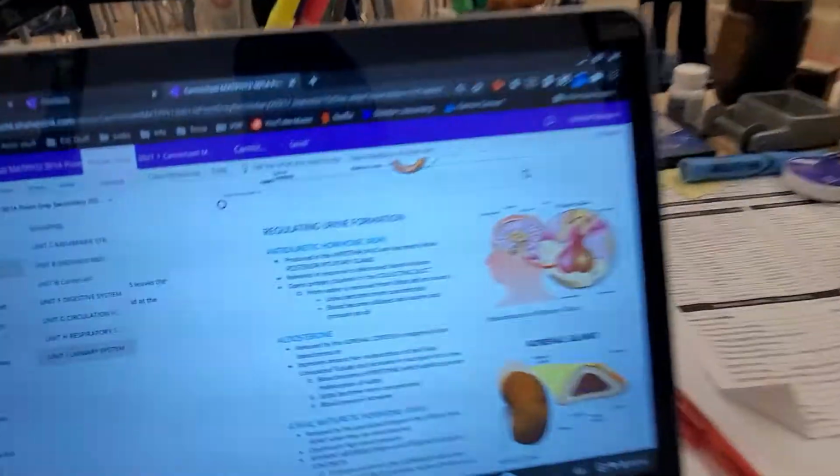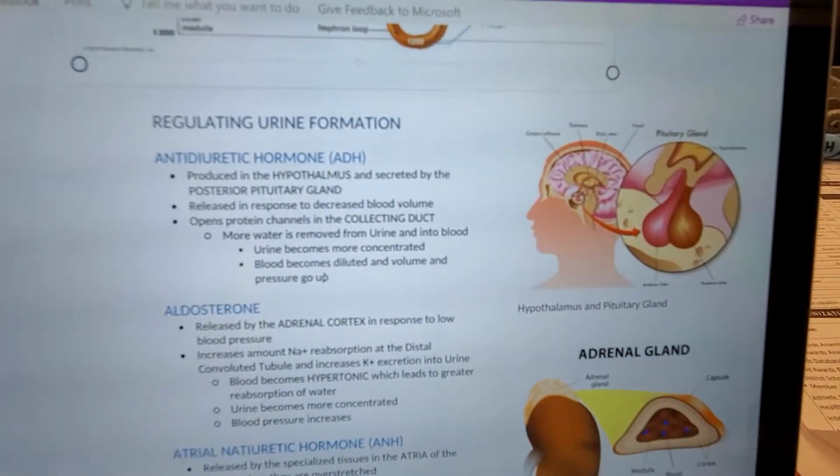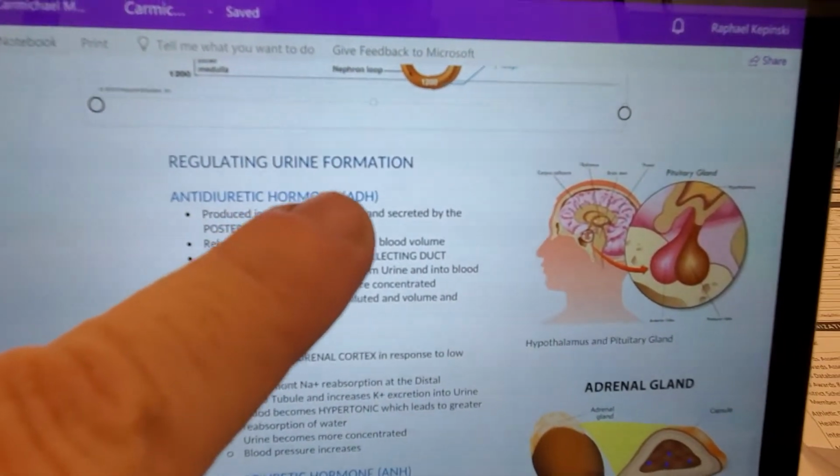You're controlling how many hydrogen ions are going in, or how many hydrogen ions are going out. So you're controlling the pH, and you're also controlling salt content and water content. So you're controlling blood volume, and urine volume, and in effect blood volume, and therefore blood pressure. And that's where regulating urine formation comes in. So you've got a bunch of hormones that do this. The first one is ADH, antidiuretic hormone.